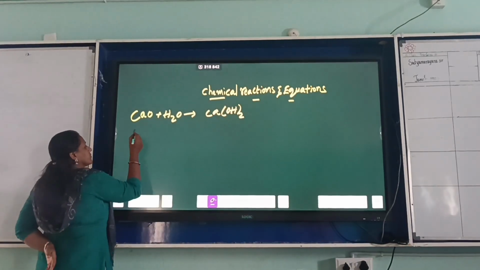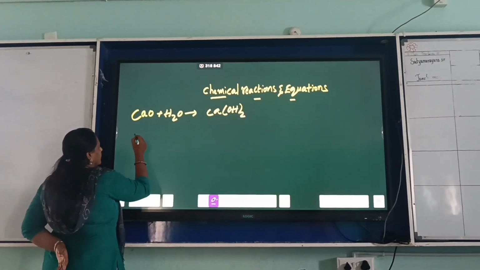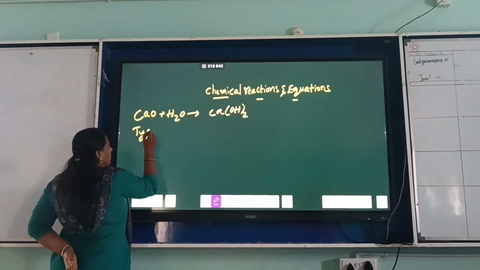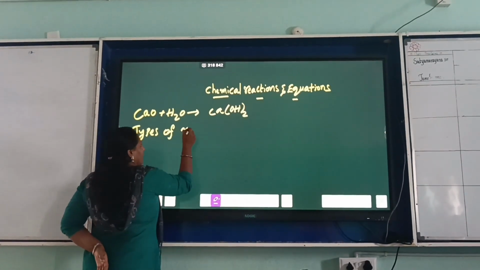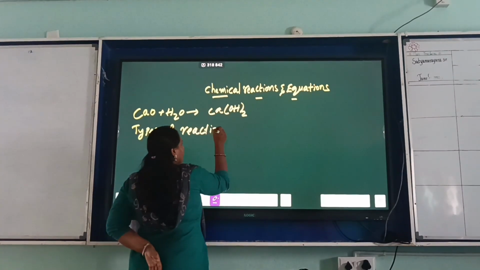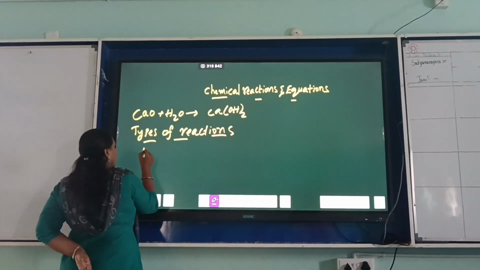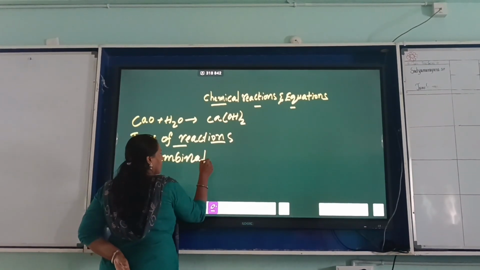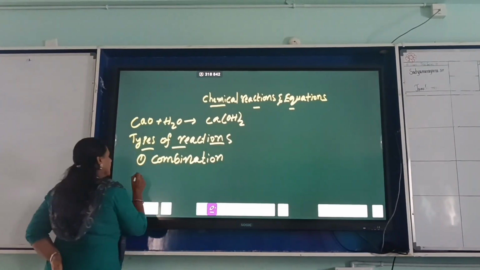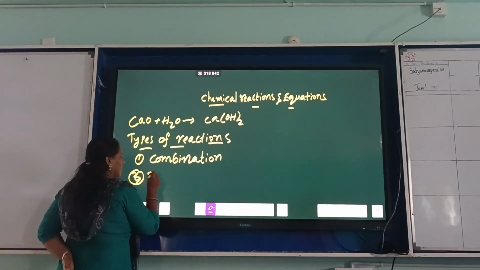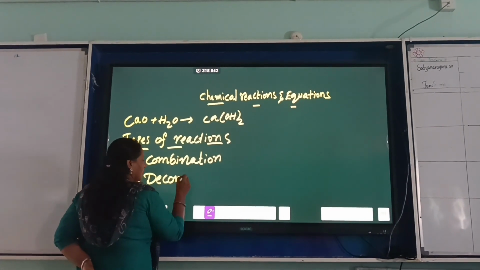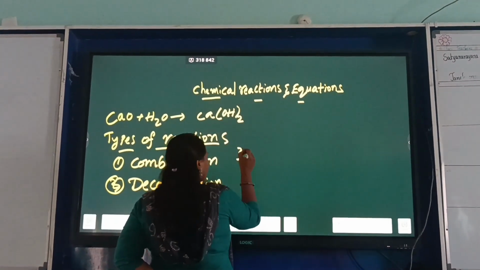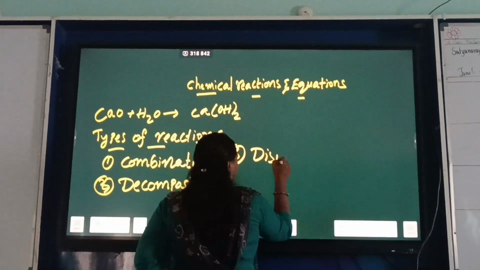Next activity: slaked lime is formed. How is it formed? Calcium oxide reacts with water to form slaked lime. So what is this reaction? Types of reactions: how many types are there? Four types. Combination reaction, decomposition reaction, displacement reaction, and double displacement reaction.